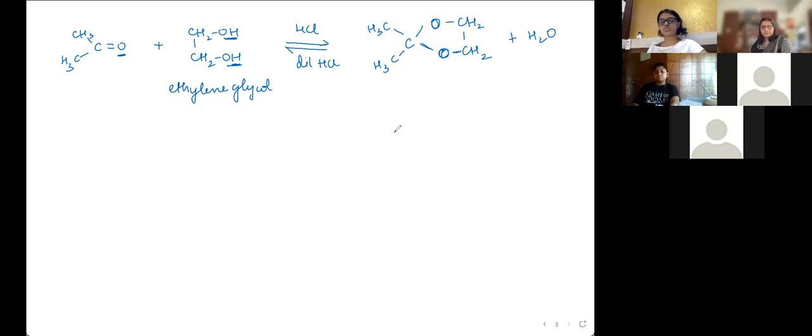Can you name the structure? So this is a ketol again, because it came from a ketone with 2 carbon atoms. And because you got it from ethylene glycol, this is called an ethylene glycol ketol.